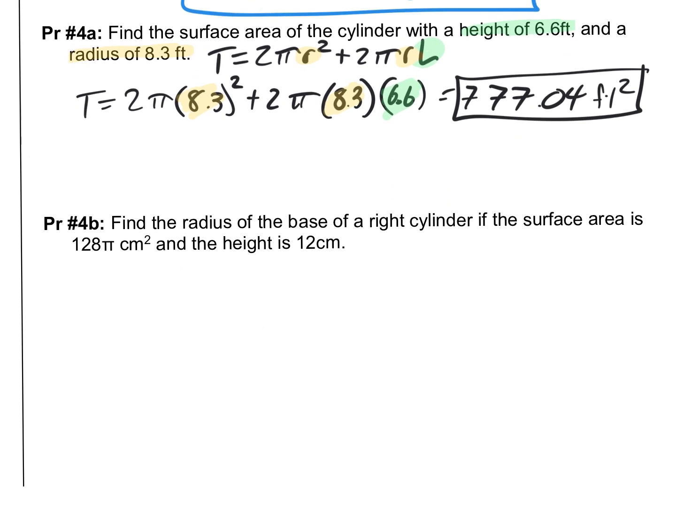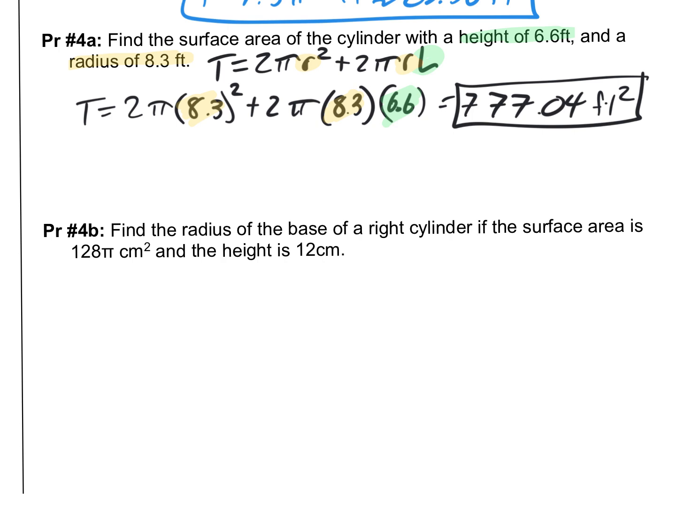Okay, let's talk about practice 4B. This one says find the radius of the base of a right cylinder if the surface area is 128 pi centimeters squared and the height is 12 centimeters. I'm going to start you off on this one. So again, we're talking about the surface area of a cylinder, so I'm going to use the surface area formula for a cylinder. And now I'm going to plug in what I know, but this time it's a little bit different because this time they actually told me the surface area. We know the answer. What we're trying to find is the radius. They told me the height, so I can plug that in. I'm trying to solve for r.